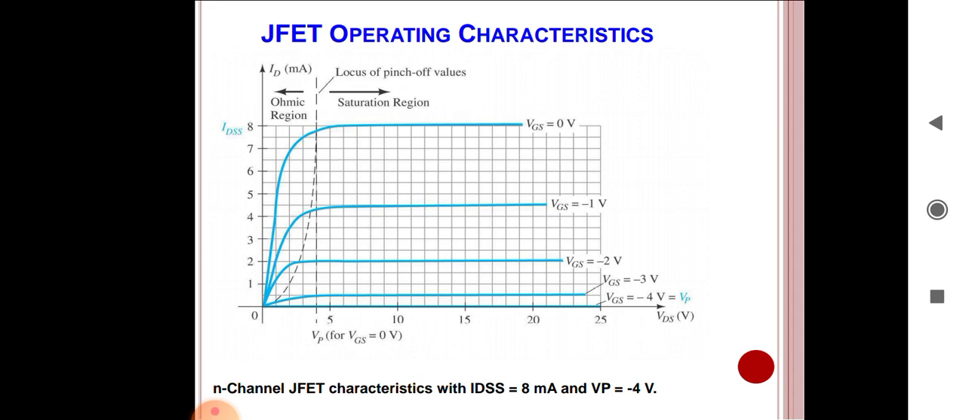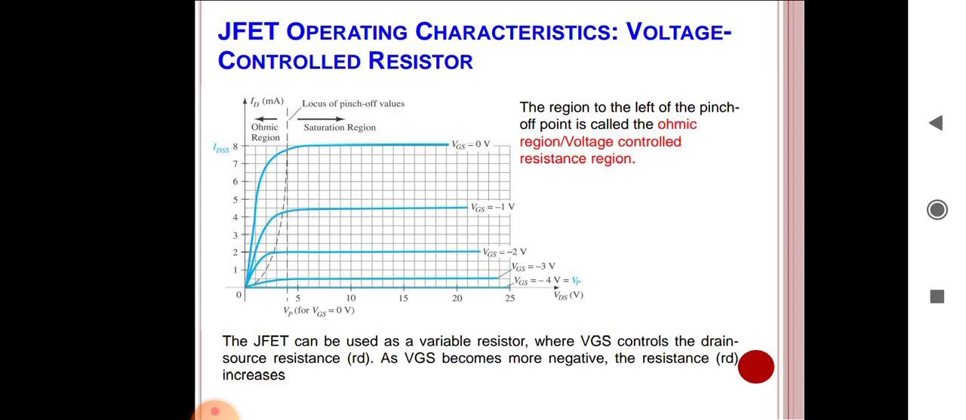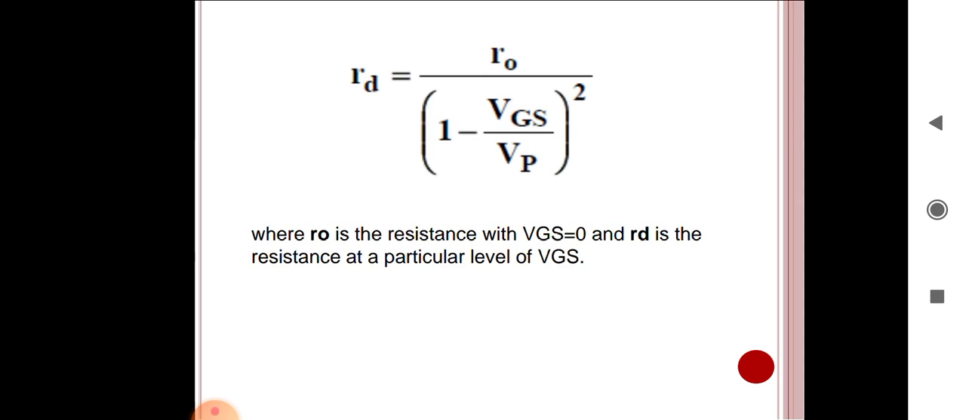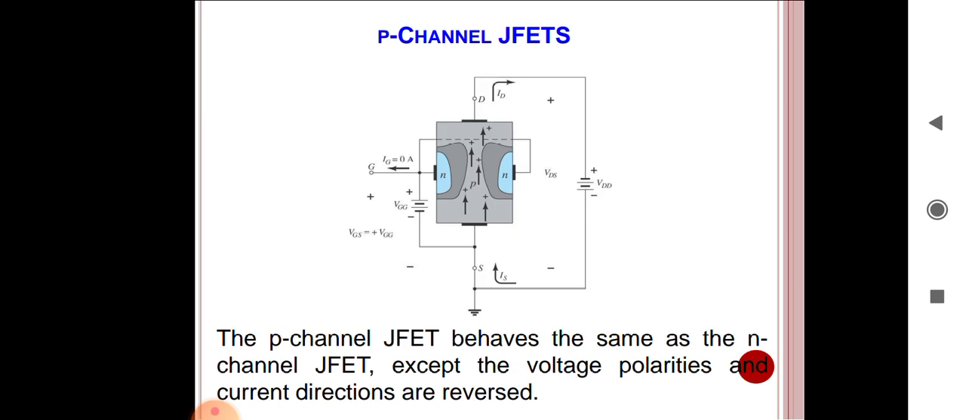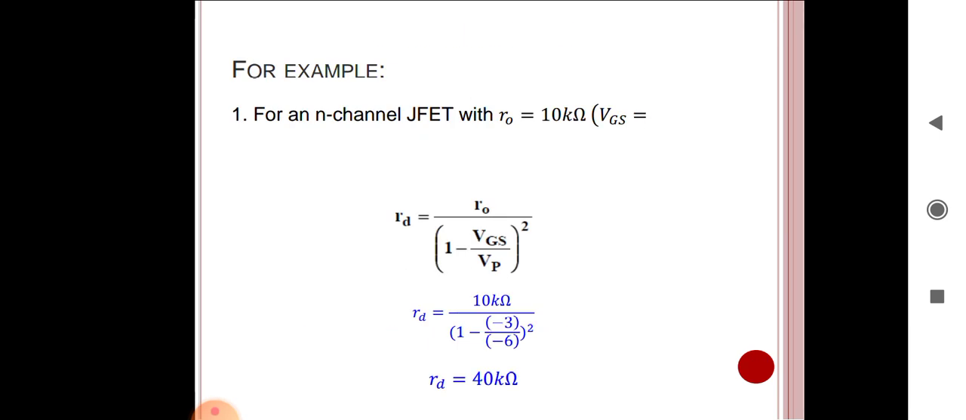So this is the operating characteristics of JFET. This formula I have just explained to you. These are some examples. So here is the working of N channel JFET. In the next lecture we'll see the working of P channel JFET.